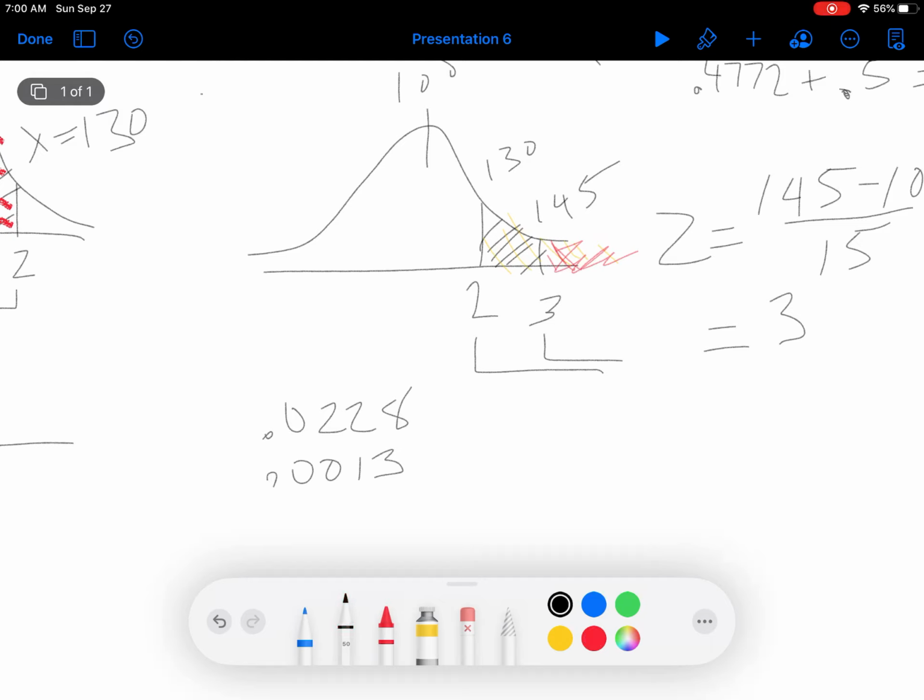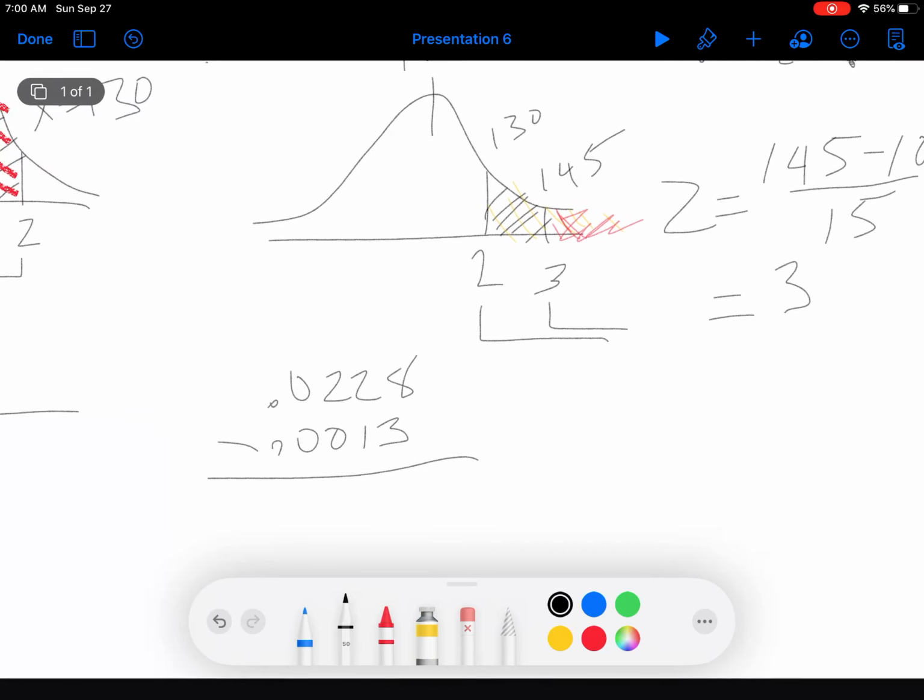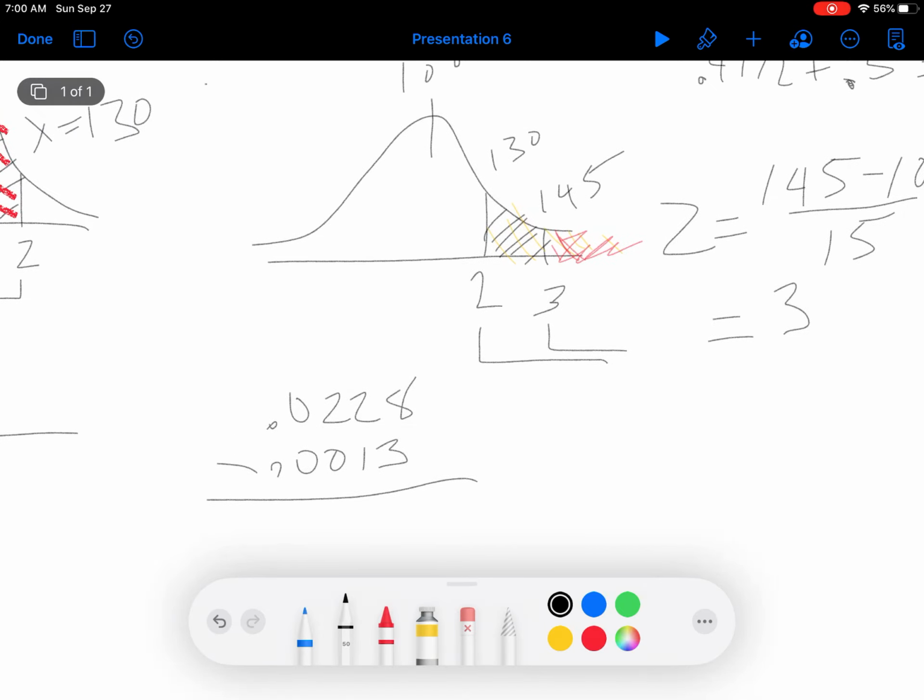So that means that we are going to actually subtract. In this case, you can't ever have a negative proportion, so we always want to make sure we're subtracting our smaller number. So 8 minus 3 gives us 5, 1, 2. So the proportion between 2 and 3 standard deviations that has an IQ between 130 and 145 is 0.0215. So a little over 2% of the population. Okay, so that's one way to do it.